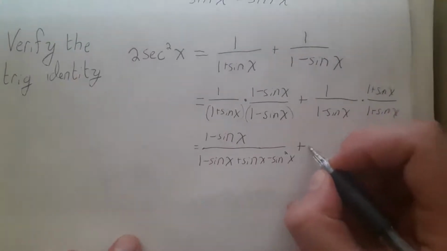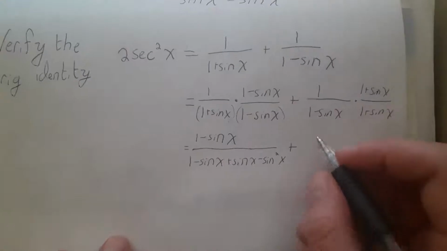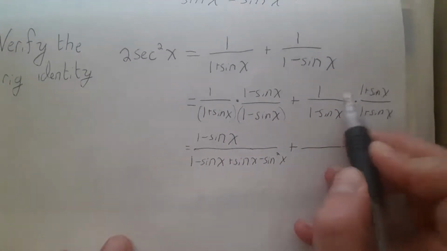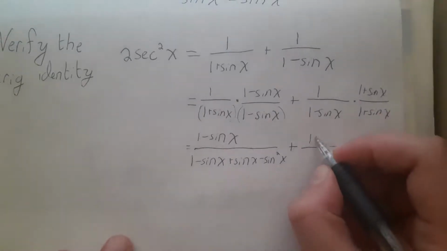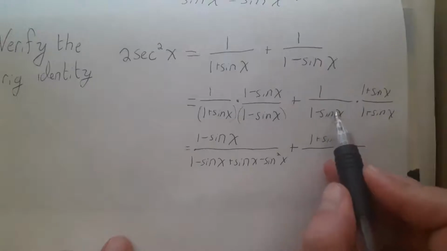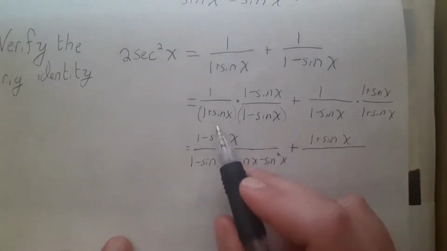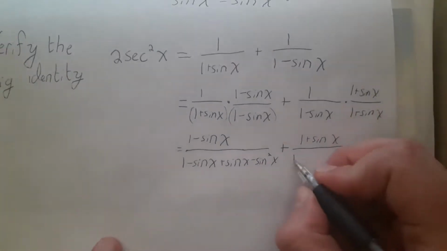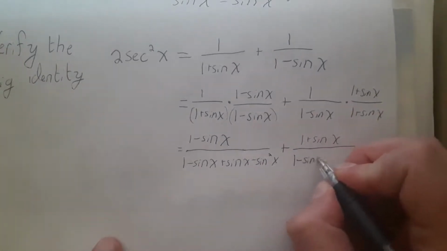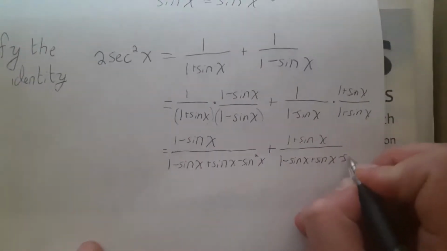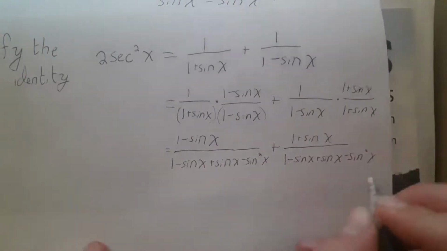We'll be adding the second fraction, where the top will stay 1 plus sine x, because 1 plus sine x times 1 is just 1 plus sine x. And the bottom will be the same as the denominator of the other one, because it is 1 plus sine x times 1 minus sine x. So we've got 1 minus sine x plus sine x minus sine squared x.